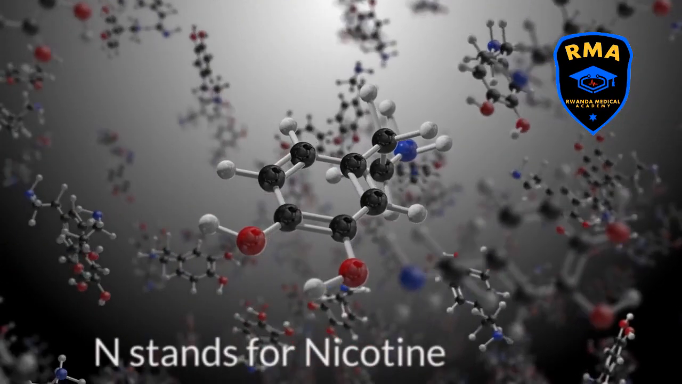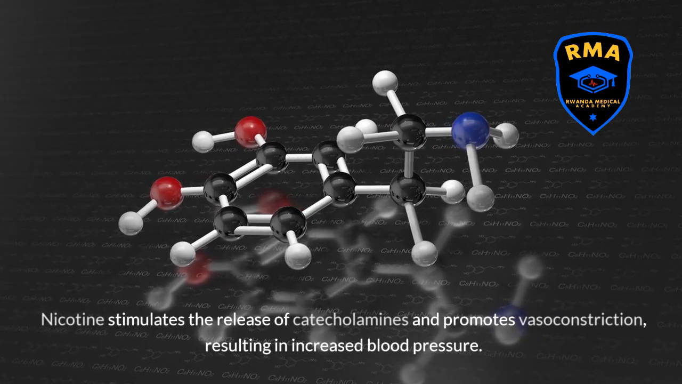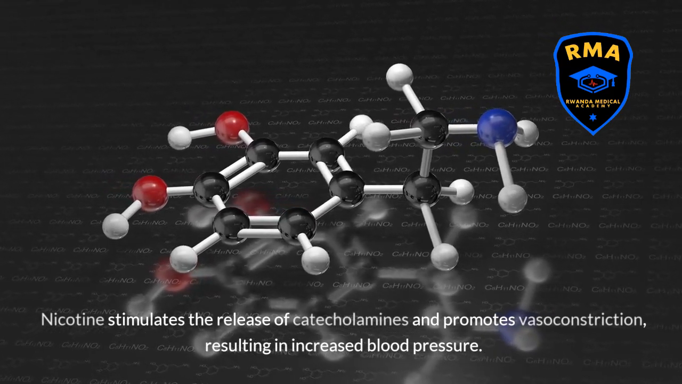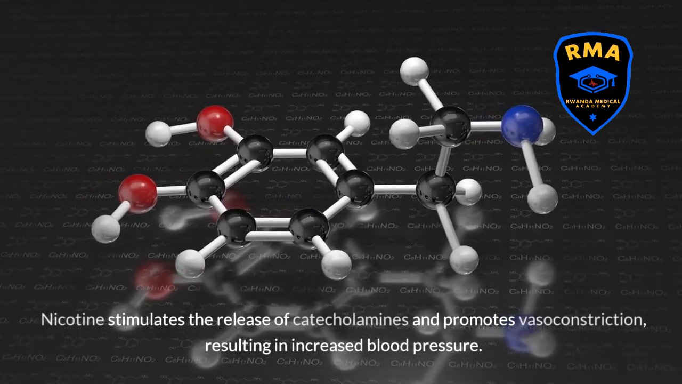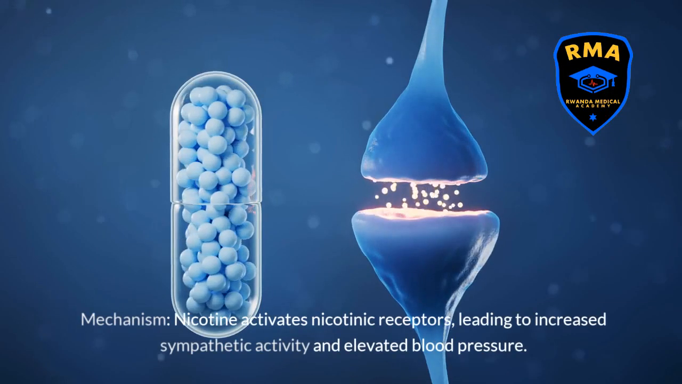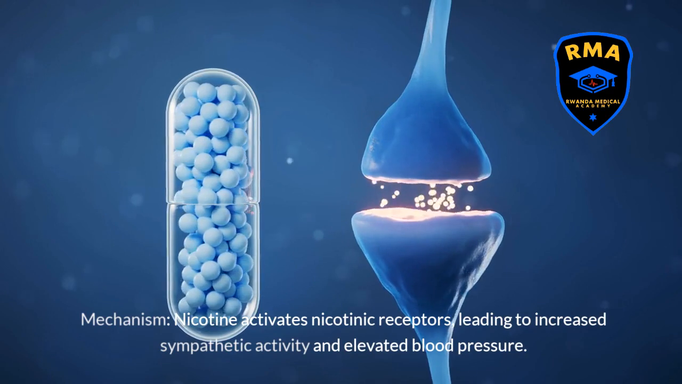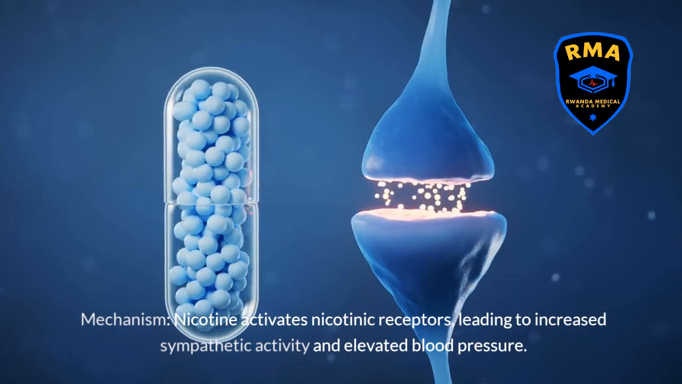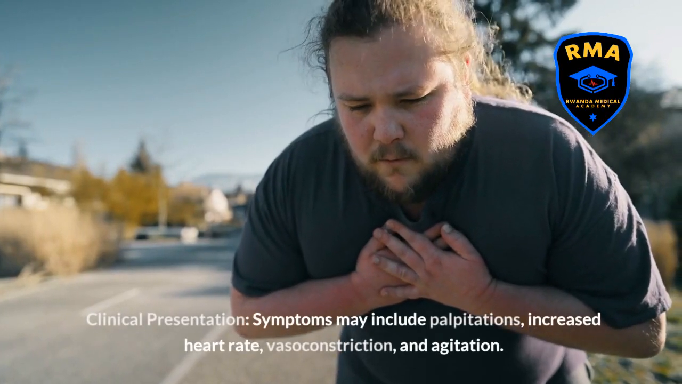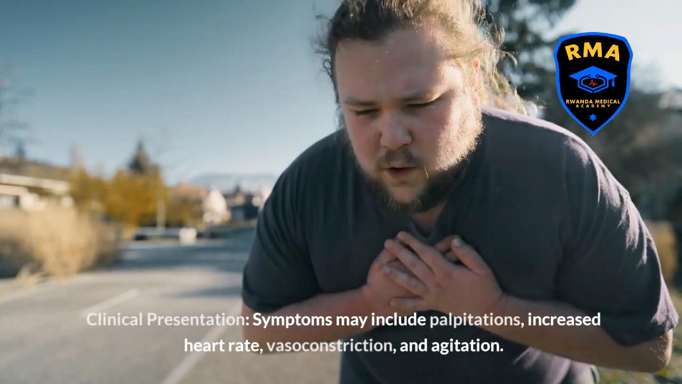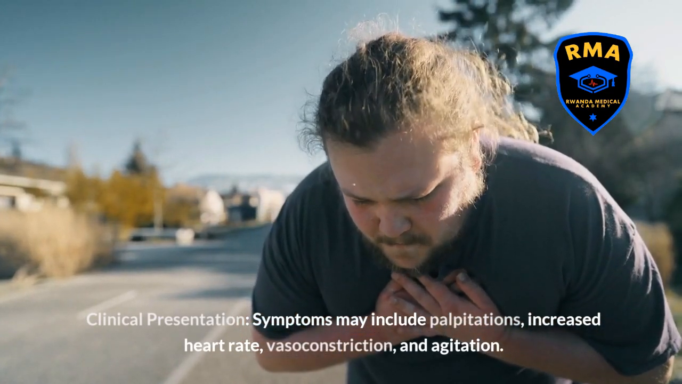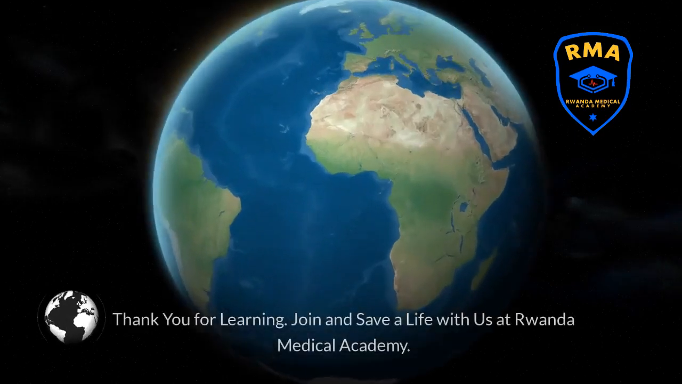N stands for nicotine. Nicotine stimulates the release of catecholamines and promotes vasoconstriction, resulting in increased blood pressure. Mechanism: nicotine activates nicotinic receptors, leading to increased sympathetic activity and elevated blood pressure. Clinical presentation: symptoms may include palpitations, increased heart rate, vasoconstriction, and agitation.